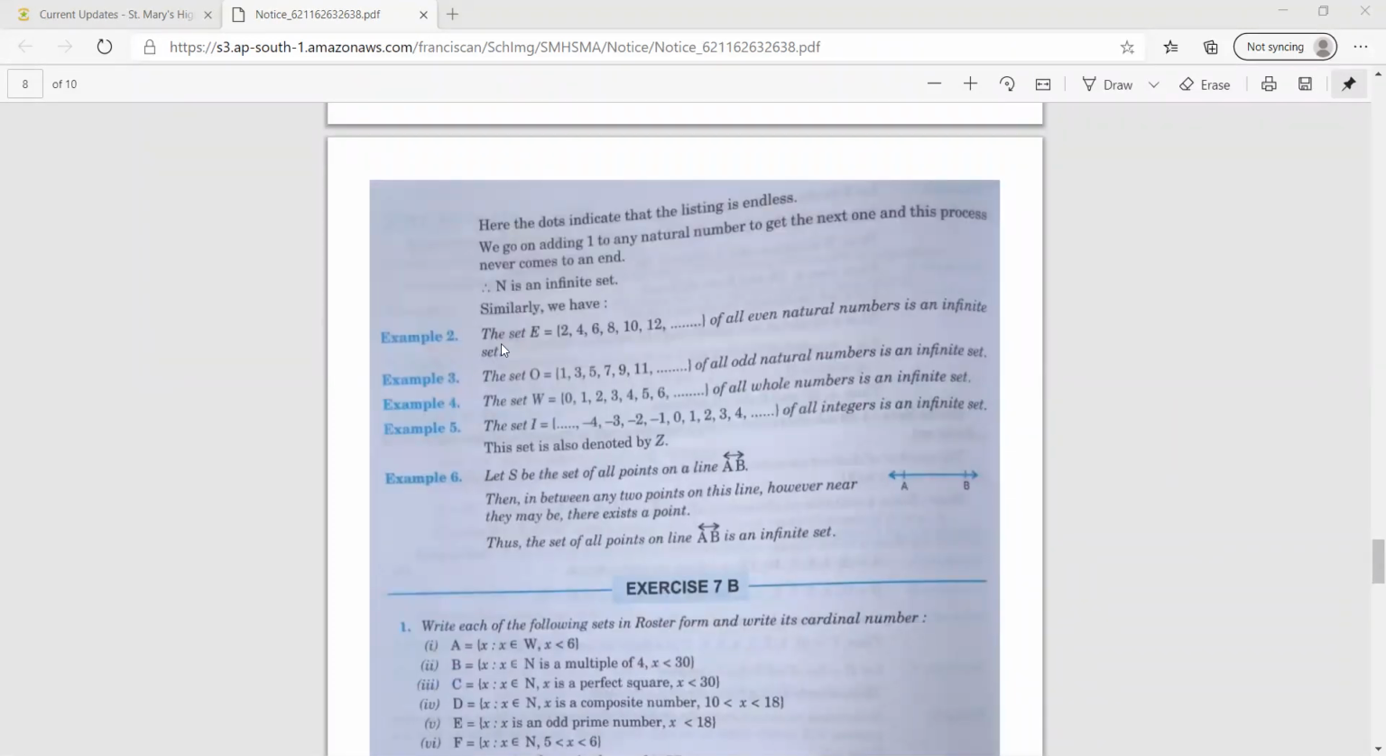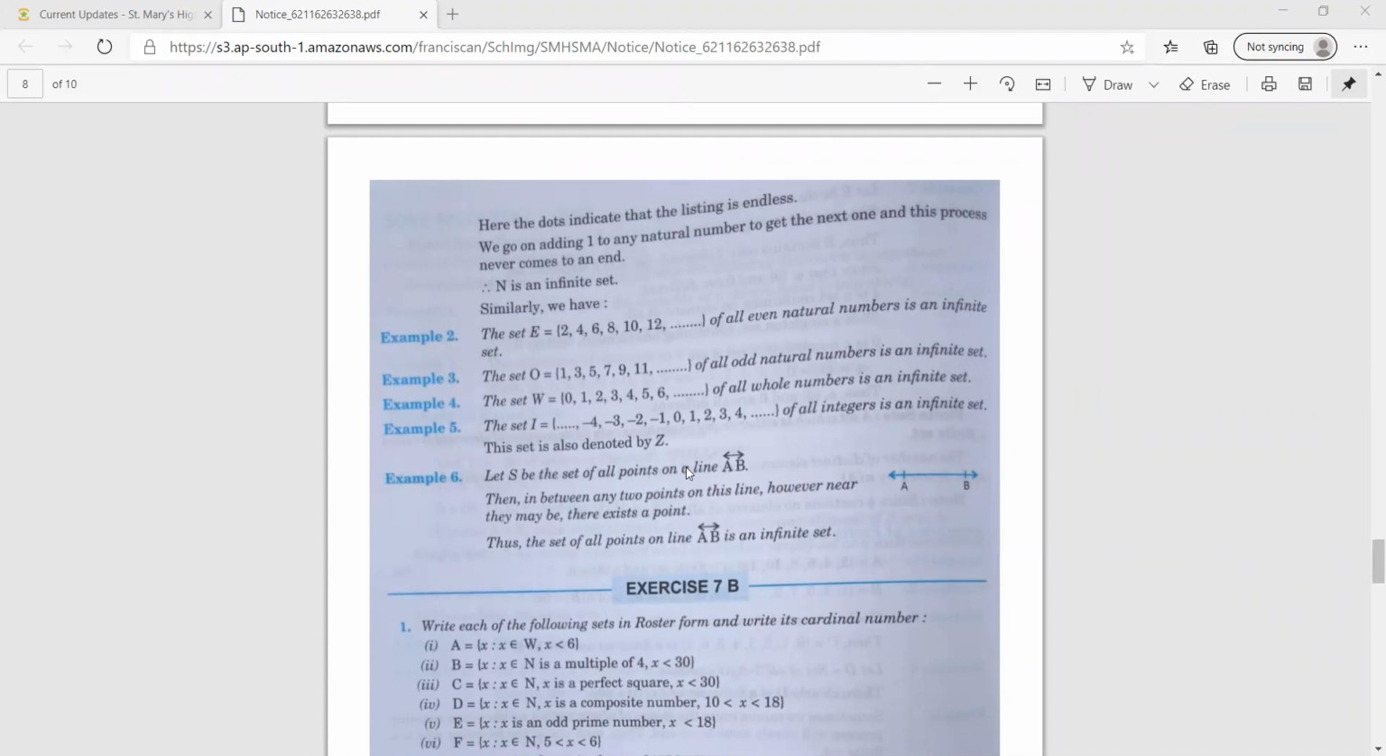Similarly, we have the set E: 2, 4, 6, 8, 10, 12. These are all even natural numbers. Again, infinite. Set O, here you can see they are all odd natural numbers, infinite. Set W, here you can see whole numbers, infinite. Set I, all integers.